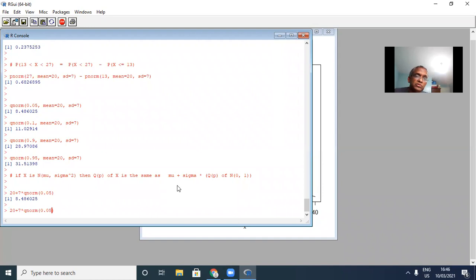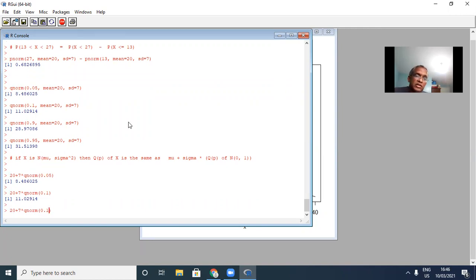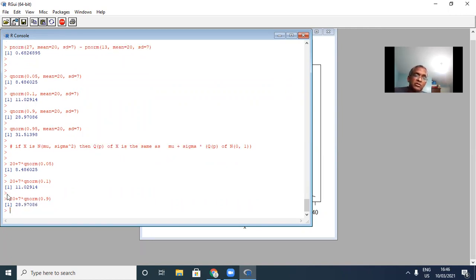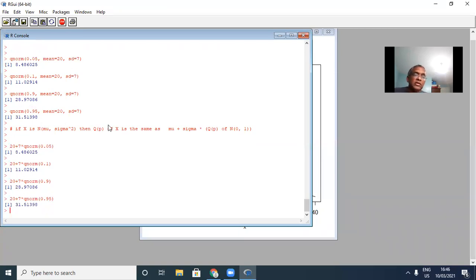Now, similarly, if you change this to 0.1, we get 11.029, and the same thing, 11.029. If you change this to 0.9, we get 28.970, 28.970. Now, if you change this to 0.95, you get 31.513, 31.513.